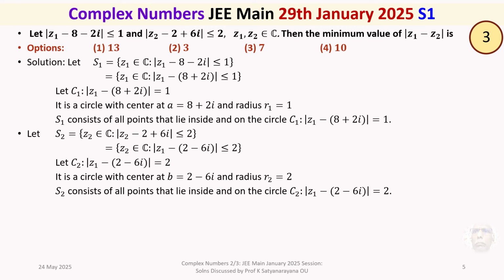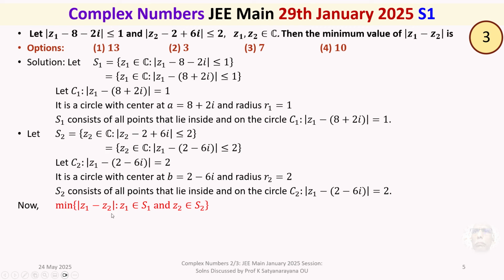Now, what is it that we want to find? The minimum of modulus of Z1 minus Z2, where Z1 comes from S1 and Z2 comes from S2. S1 consists of infinitely many points and S2 consists of infinitely many points, and for each point of S1 and for each point of S2, we have to find modulus of Z1 minus Z2.